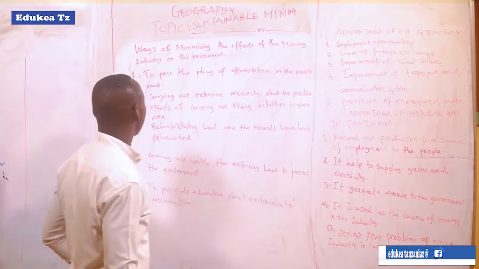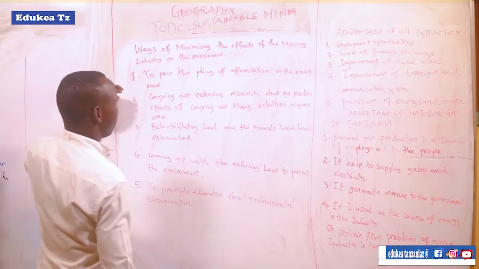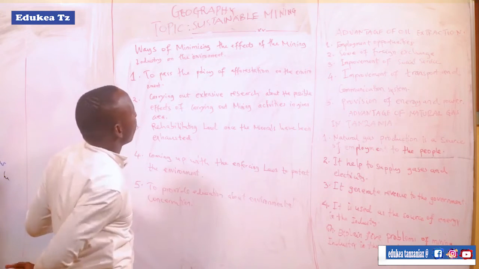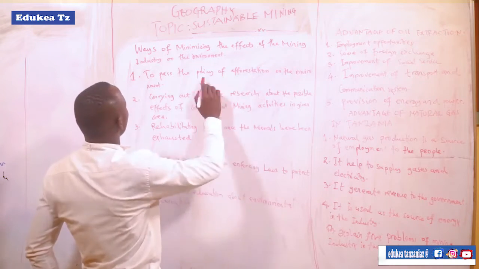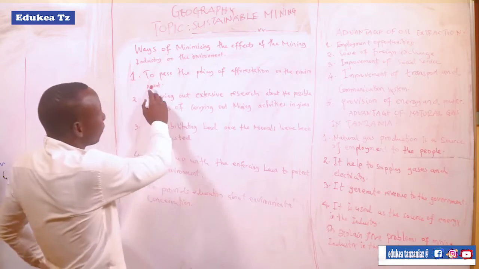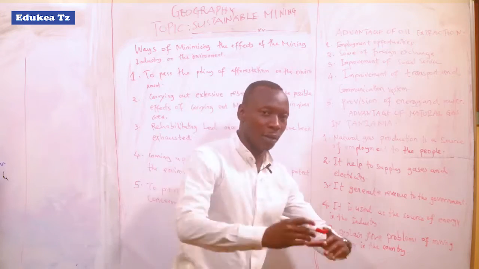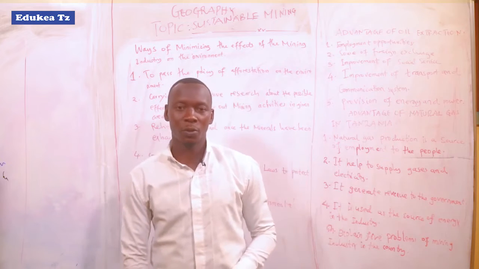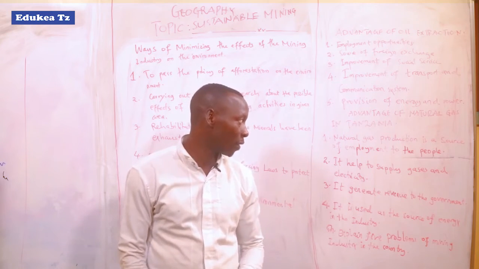Yes, my dear students, after looking at the effect of the mining industry on the environment, now let us see the ways of how we can minimize the effect of the mining industry on the environment. The first point is to pass the policy of afforestation on the environment. This will help to reduce the problems caused by mining on the environment.